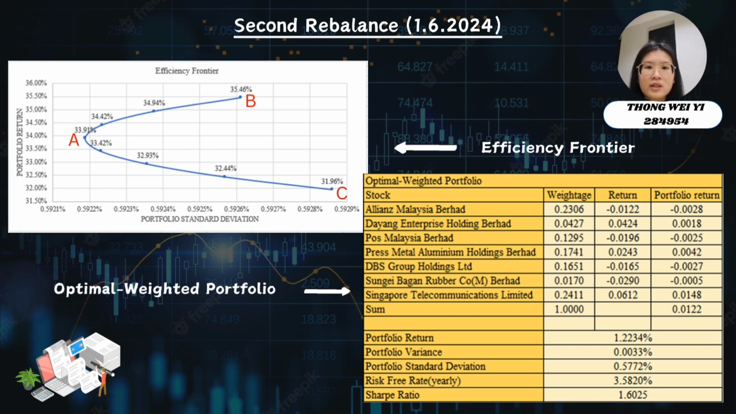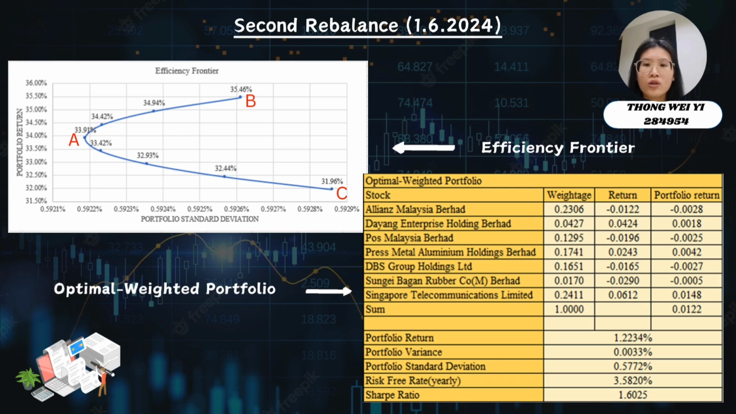The total portfolio return of all stock is 1.2234%, while the portfolio standard deviation is 0.5772%. As a result, the total portfolio return decreased from the first rebalancing, from 5.9203% to 1.2234%, while the portfolio standard deviation also decreased from 0.9898% to 0.5772%, and the Sharpe ratio has also decreased from 5.6797 to 1.6025. Next, despite the entire portfolio return and risk being lower after the initial rebalancing, we expect to achieve a more favorable outcome with regard to our objective.